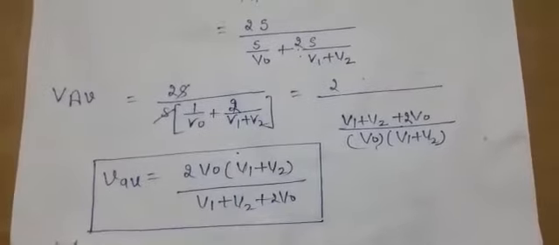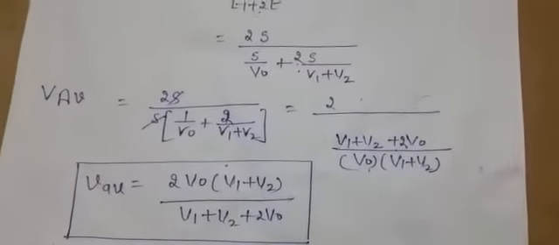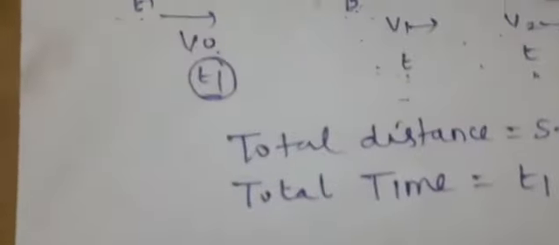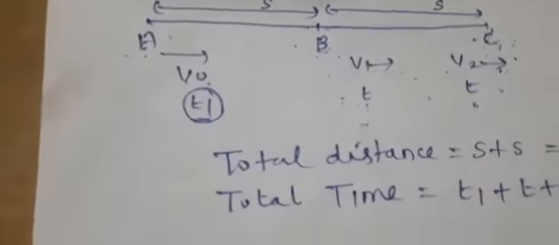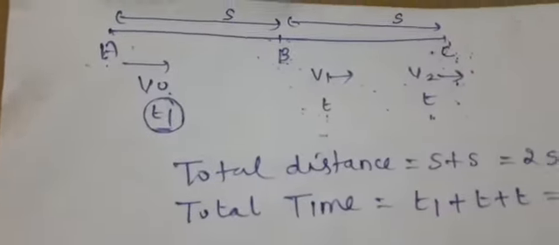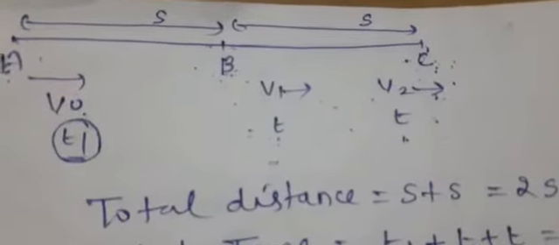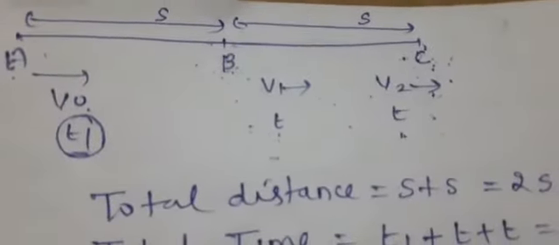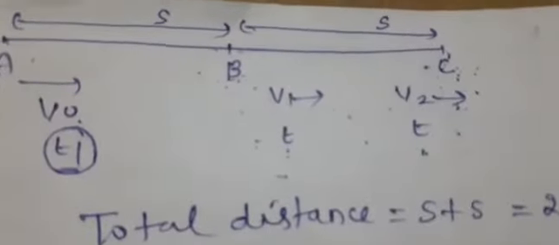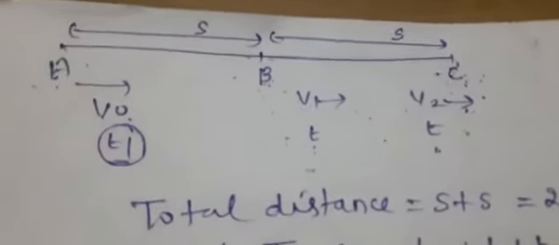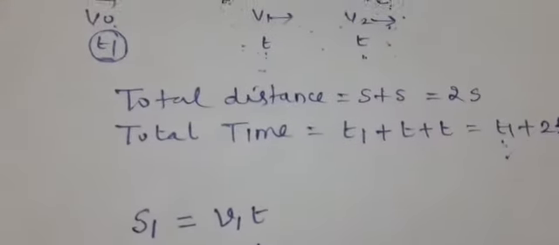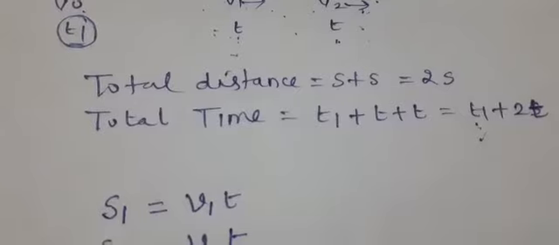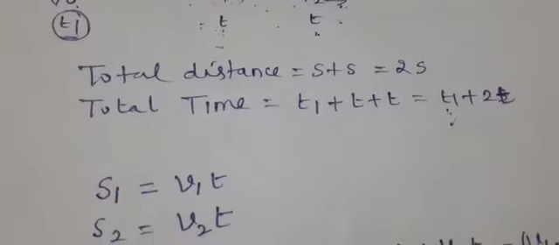The expression seems to be a typical one, but the steps are all identical. So let me recapitulate. As per the statement, the total distance covered is 2s. The first half is covered with velocity v0 for time t1, the second half distance is covered in equal times, for the first half time with velocity v1, and for the second half time with velocity v2. So first of all, for average speed we require total time and total distance. So total distance is s plus s, total time is t1 plus t plus t, that is t1 plus 2t.